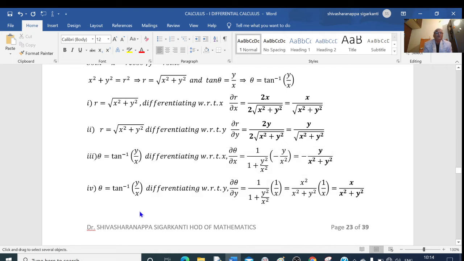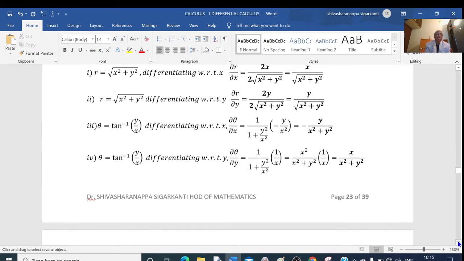Similarly, differentiating θ equal to tan inverse of y by x with respect to y, I am getting first the tan inverse derivative, 1 by 1 + y²/x², into the derivative of y by x with respect to y, which is 1 by x, as x is a constant quantity, into 1. Take LCM x² here, we get x² + y², and take this x² in the numerator, x² by x becomes x, that is x by x² + y². This is our ∂θ/∂y.